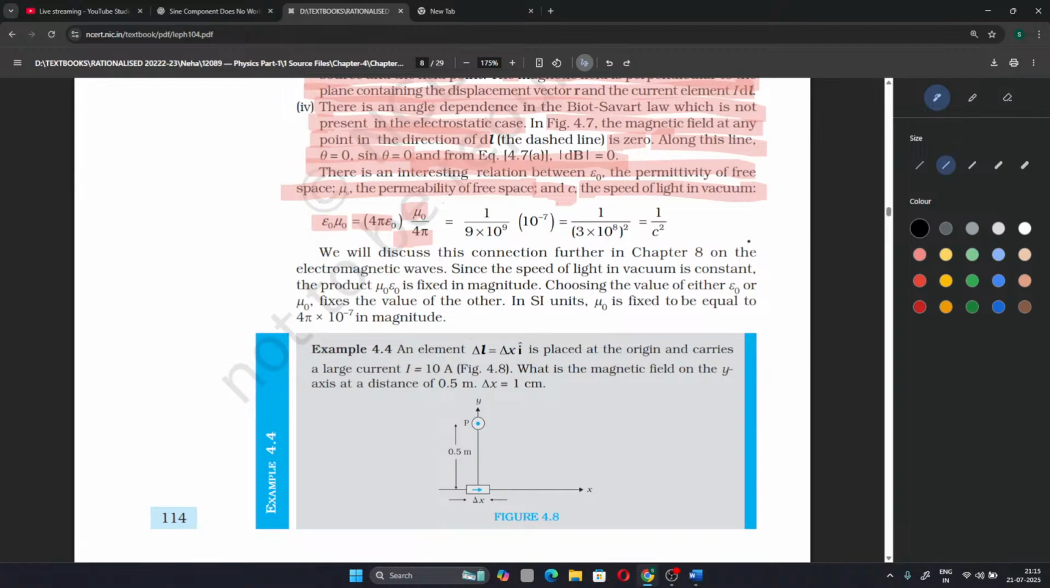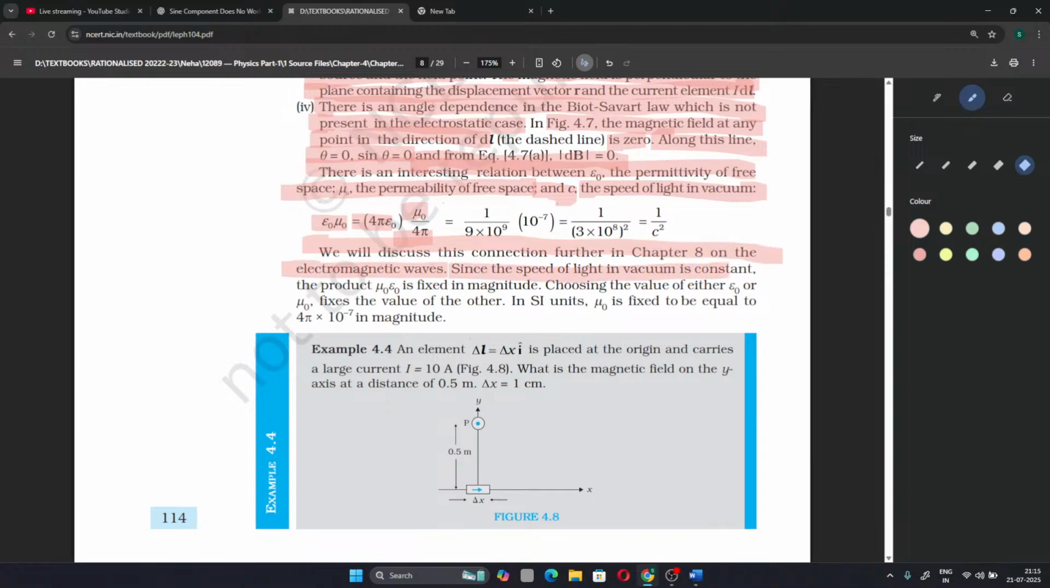So in free space, when we multiply epsilon naught and mu naught, we will get the inverse of the square of the speed of light in a vacuum, or we can say c equals root of 1 by epsilon naught mu naught. We will discuss this connection further in chapter 8 on electromagnetic waves.